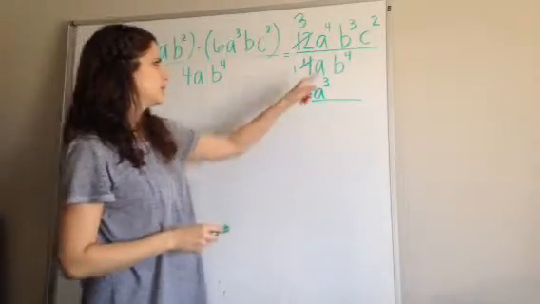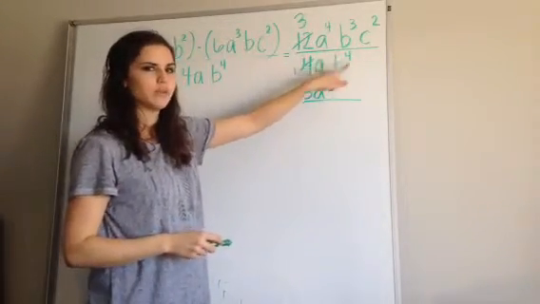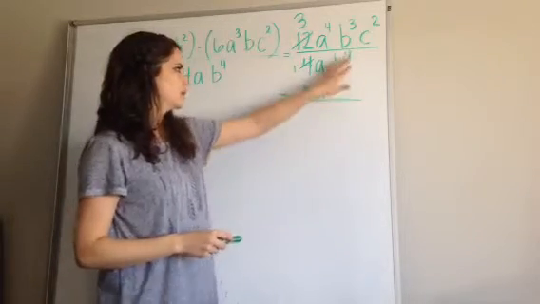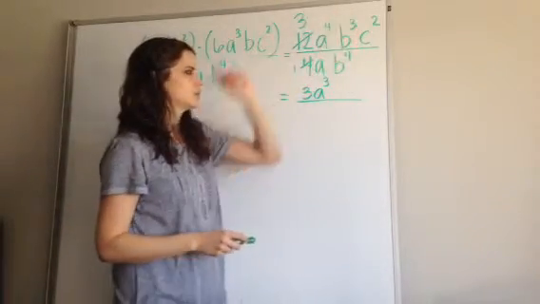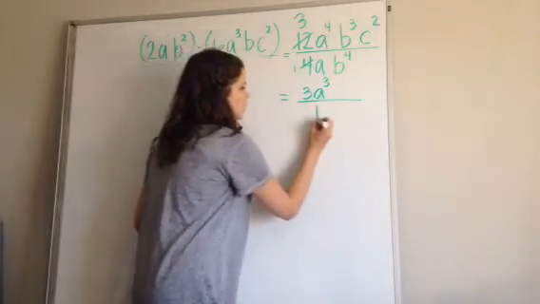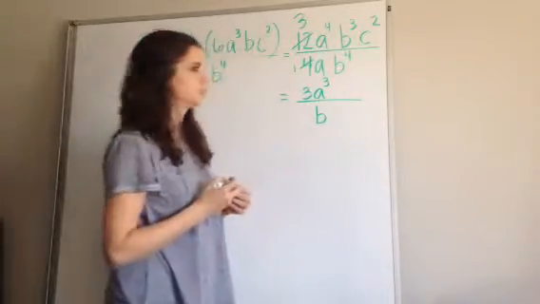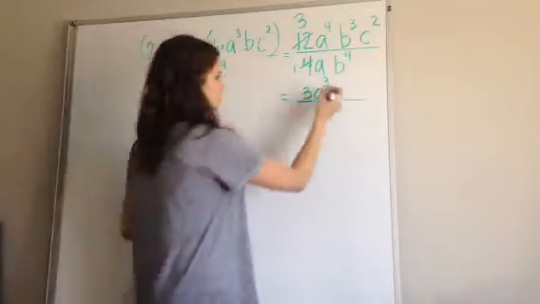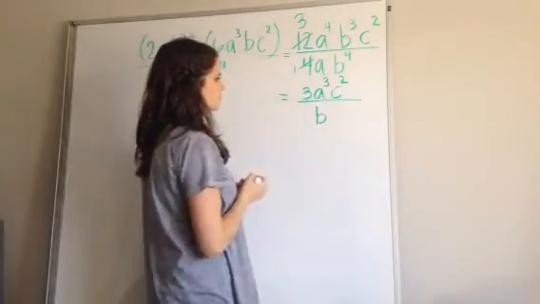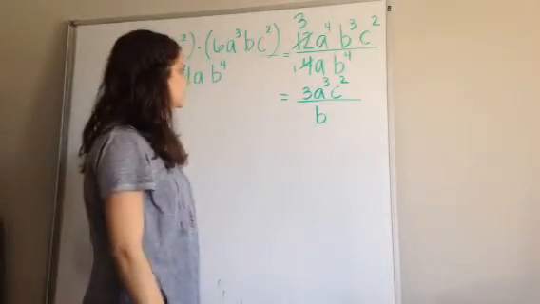Okay, and then b to the third and b to the fourth. So 4 is bigger, so it'll be on bottom. 4 minus 3 is 1, so we'll have b to the 1, and I don't have to write an invisible 1, just b to the 1. And there's no c, so then it's just going to stay c squared on top. And that is it. That's all you do.